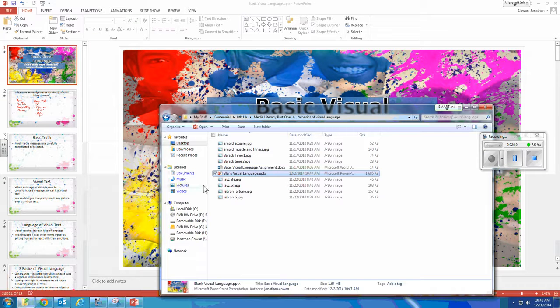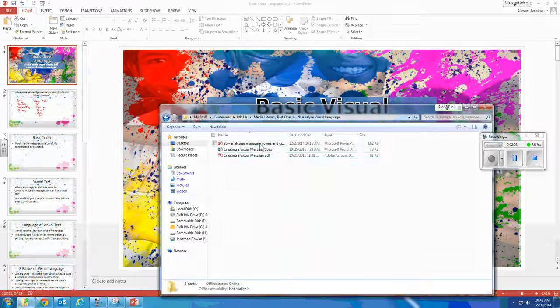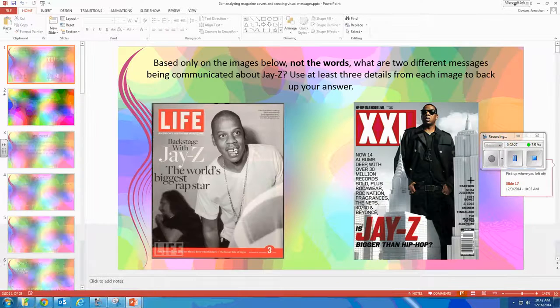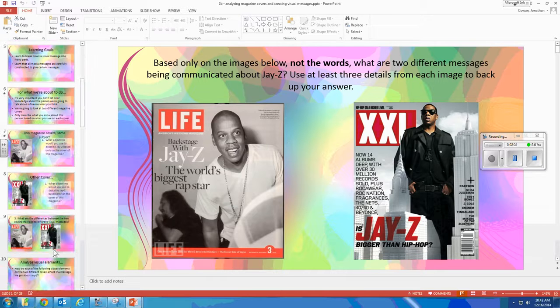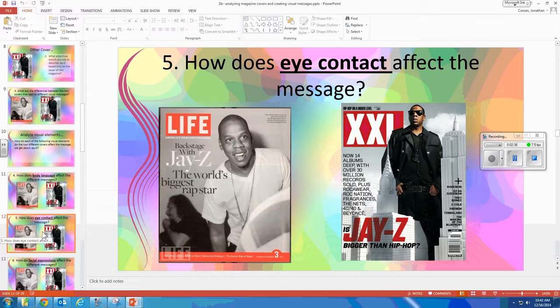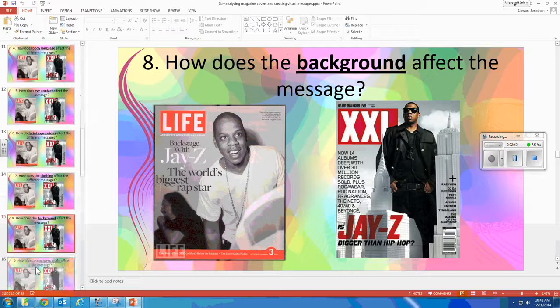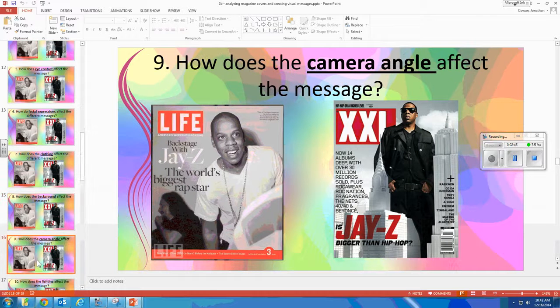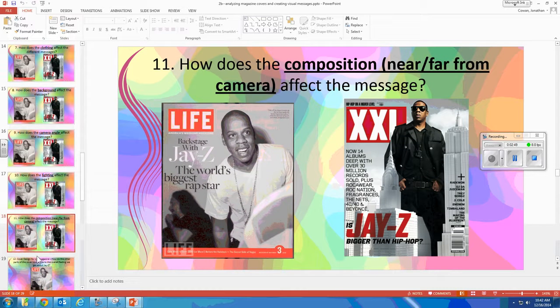So after we did that, we went through and we analyzed the visual language of two different magazine covers, and there were two different pictures of Jay-Z. As we went through, we looked at the body language people have. That's part of visual language. How eye contact is used on the subject, how facial expressions are used, how the clothing is used, how the background is used, how the camera angle is used, how lighting is used, how the composition. We talked about all these different images.